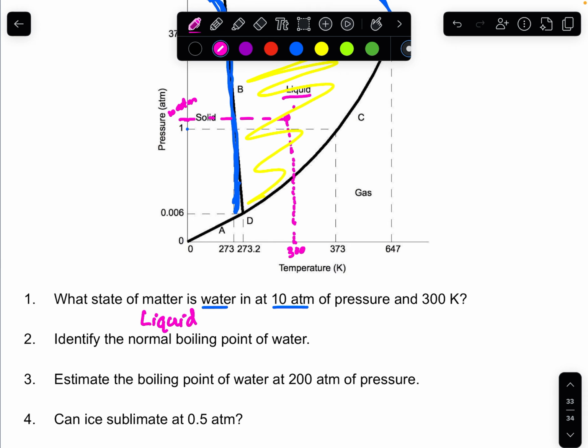Identify the normal boiling point of water. Then we said normal boiling point is the temperature at 1 atm pressure, right? So of water. If you extend the line, this is 1 atm, maybe I'll use a different color. This is 1 atm, then we go here, it is reaching here, and what is the temperature there? 373 Kelvin. That is the normal boiling point of water, which is 100 degrees Celsius, as you all know.